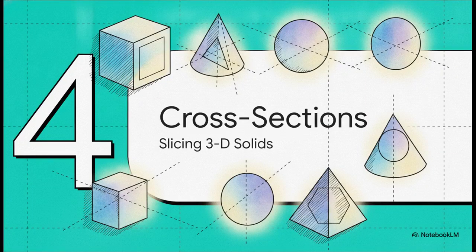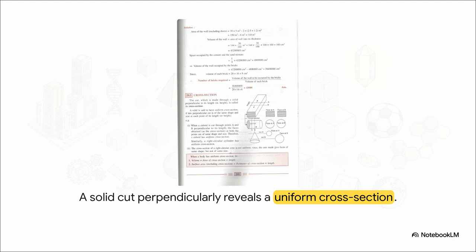All right, part 4, slicing through cross-sections. Now, what's really interesting about this slide is the concept of a uniform cross-section. So a cross-section is the face you get when you make a cut straight through a solid, right perpendicular to its length. If you slice a block and every single slice gives you the exact same shape and size, no matter where you cut it along its length, that solid has a uniform cross-section.